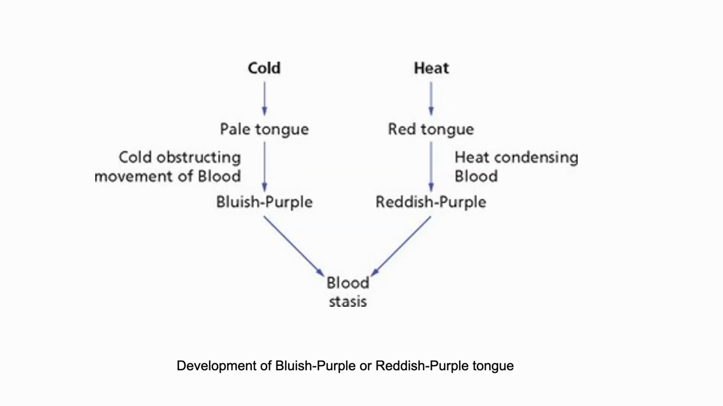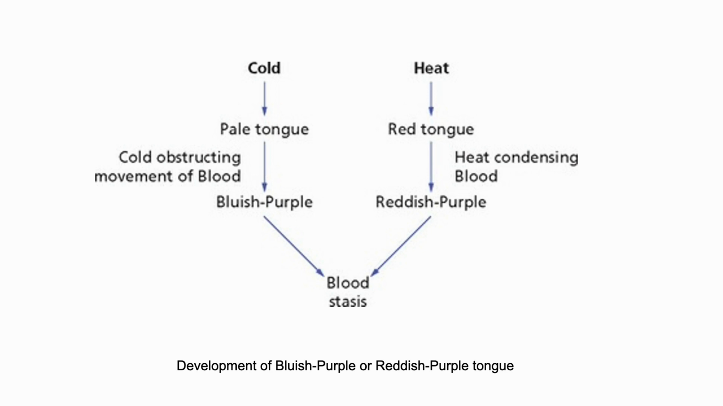A purple tongue always indicates blood stasis, which itself may derive from cold or from heat. Internal cold contracts and obstructs the circulation of blood, leading to blood stasis. Heat leads to blood stasis by condensing the body fluids and blood. When blood stasis derives from cold, the tongue is bluish purple, while when it derives from heat, it is reddish purple.